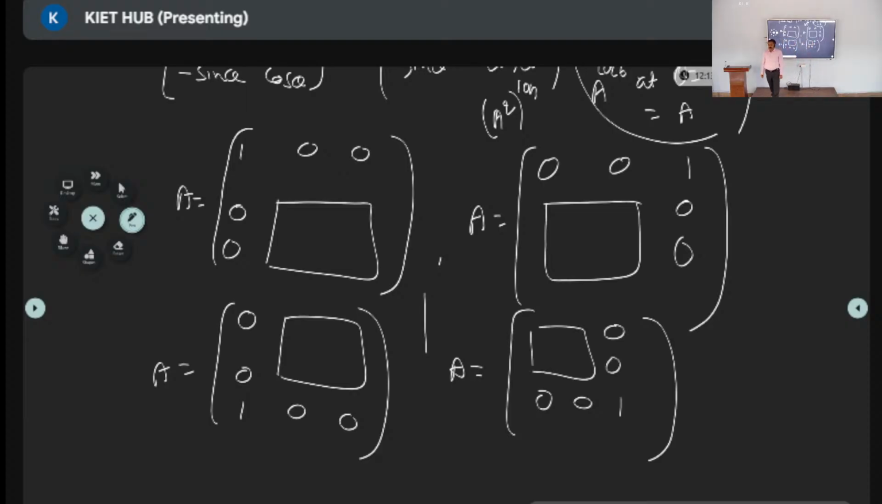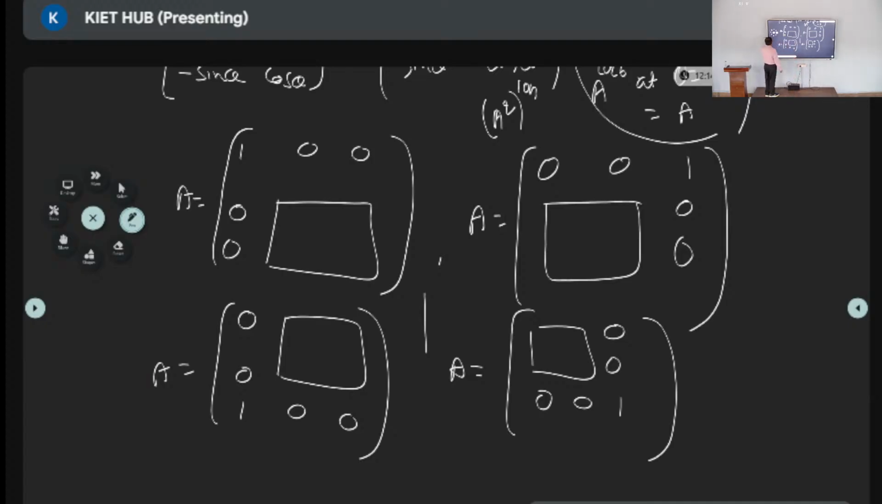So totally, observe here. How many examples are there in this? 4. Here also 4, 4, 4. Total how many are there? 16 plus 4. Totally 20 examples I discussed for the orthogonal matrix. Very, very important: 20 examples for orthogonal.